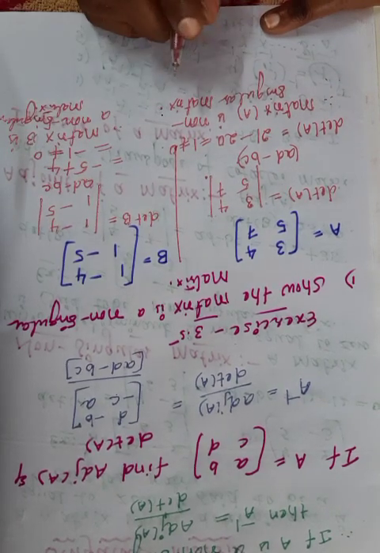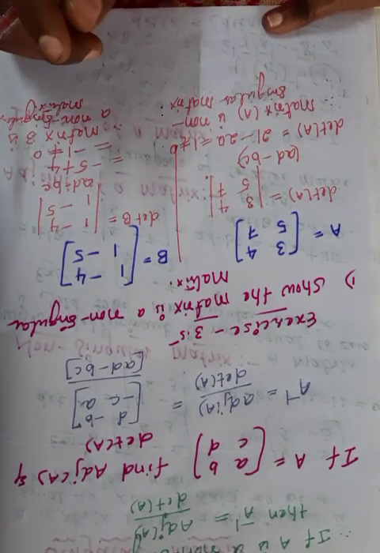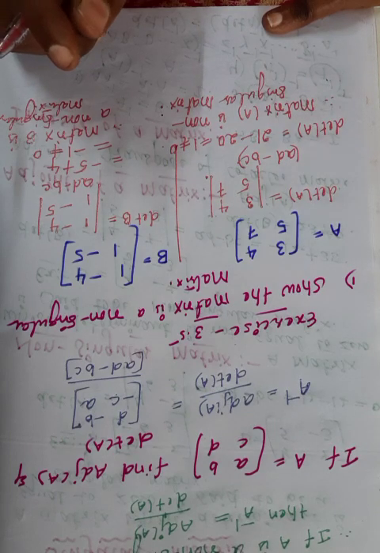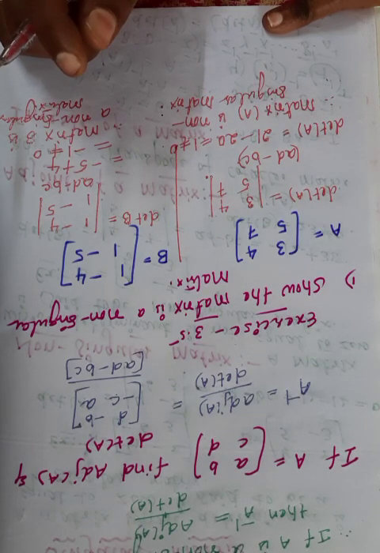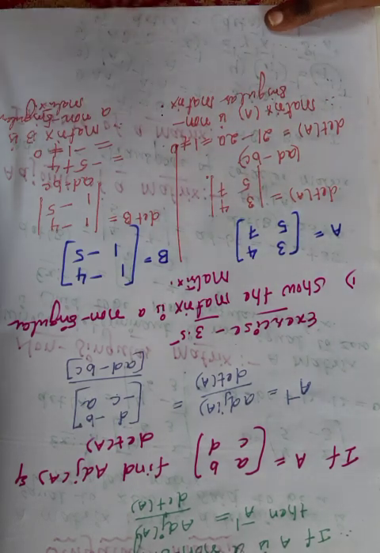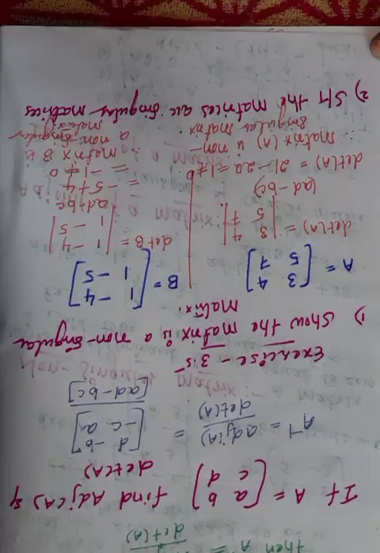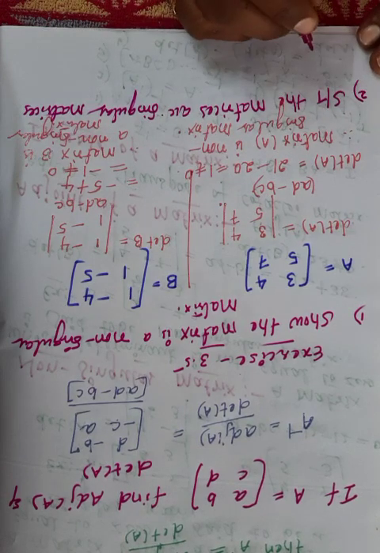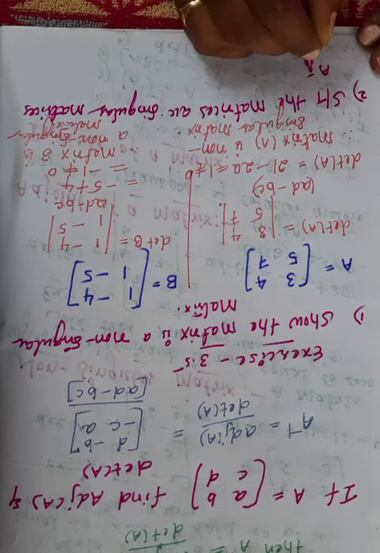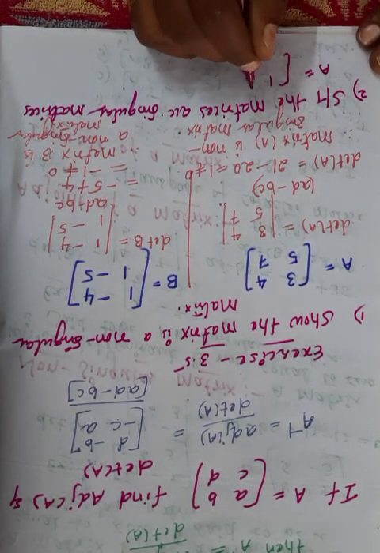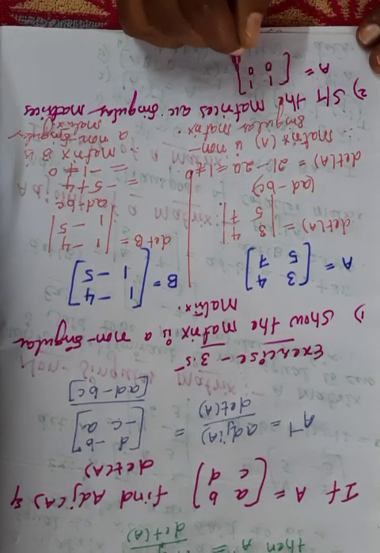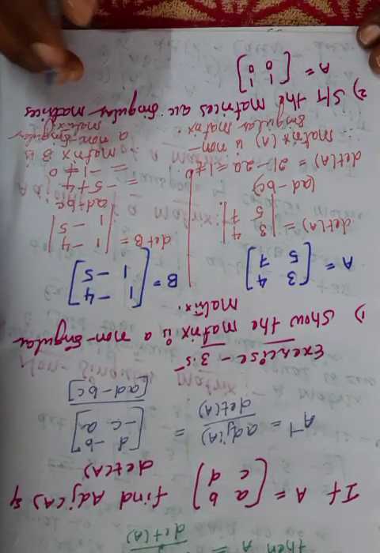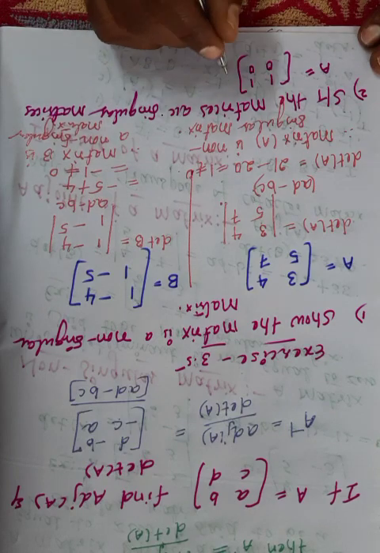So here we have proved the given 2 matrices are non-singular matrices. So in the next bit we are going to show that the given matrices are singular matrices. So here our second bit is show that the given matrices are singular matrices. So our first question is A is equal to 1, 1, 0, 0. So here we have to find the determinant for the given matrix.